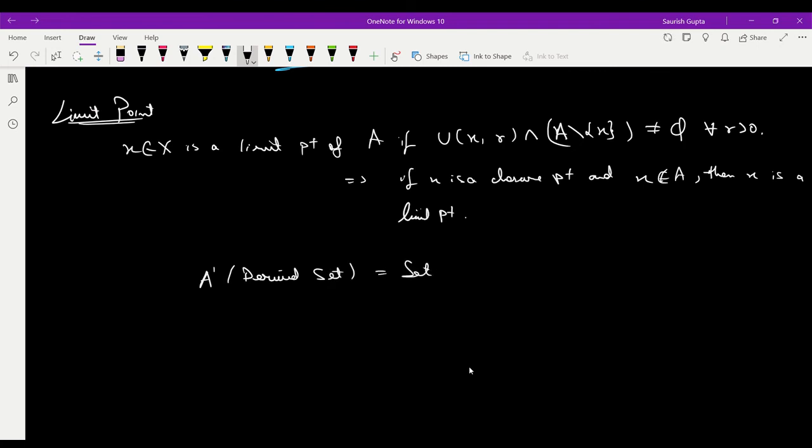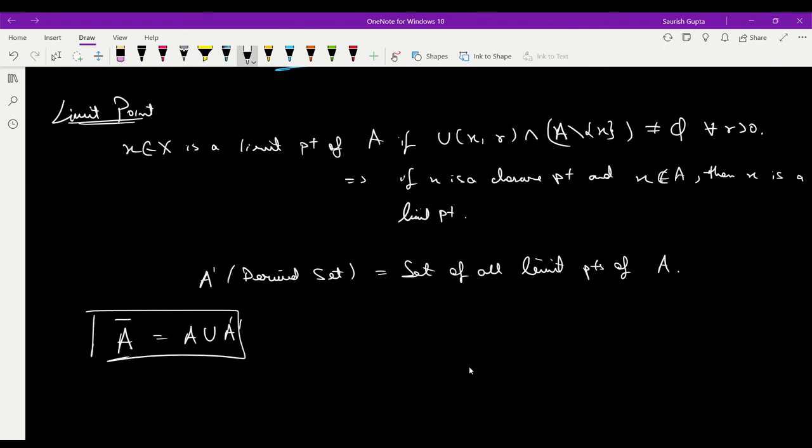So the derived set is the set of all limit points of A. And from the definition of limit point and the definition of closure point, we can obviously say that the closure is nothing but the union of A and its limit points, because every point of A is a closure point, and every limit point is also a closure point, right? Clear? Got it?